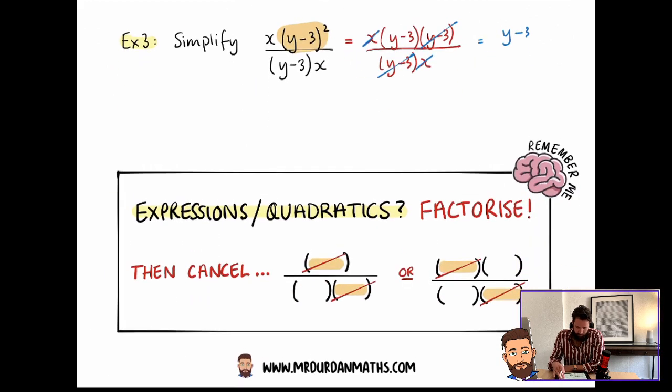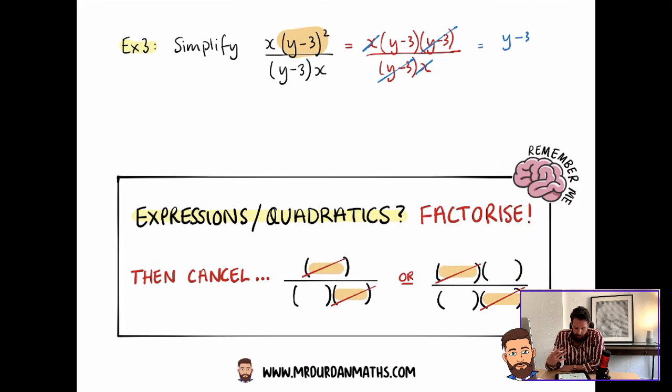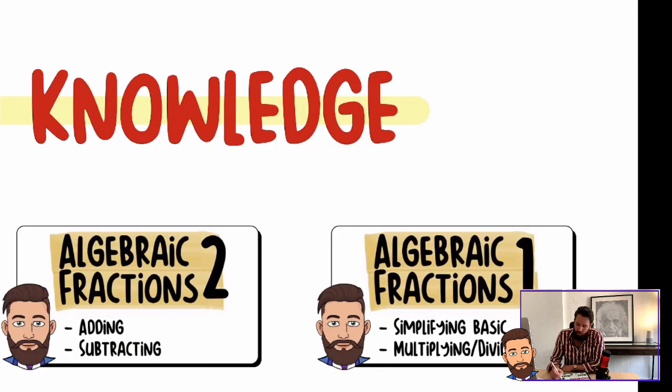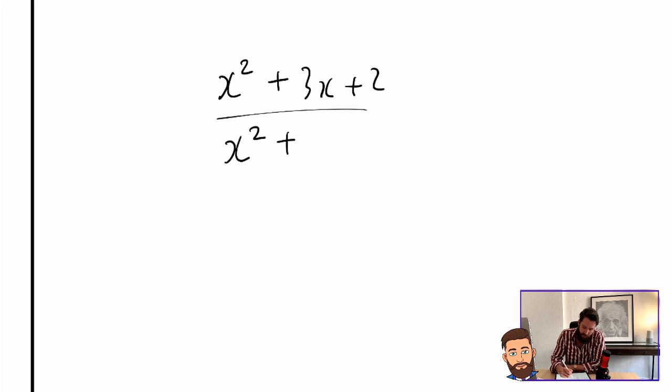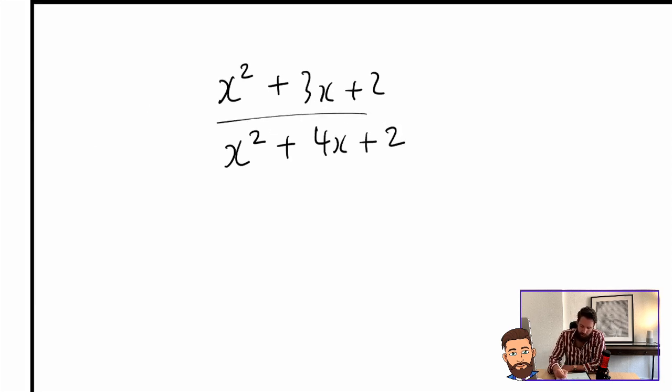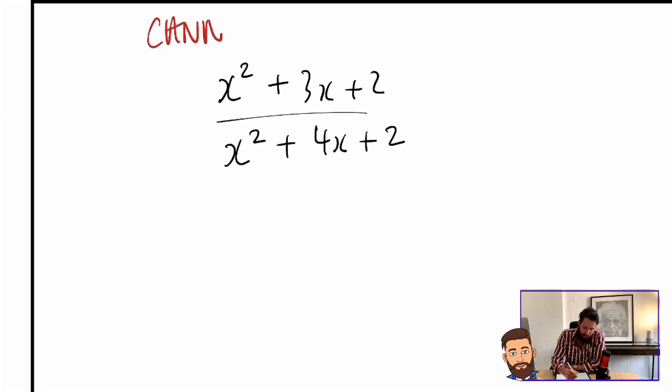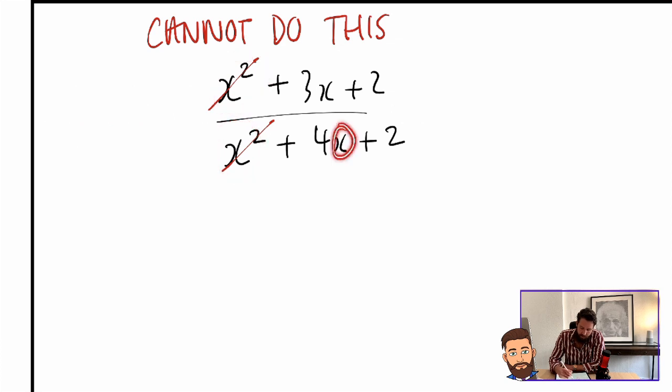Okay, so let me just show you an example where you can't just do this cancelling. If I've got (x squared plus 3x plus 2) over (x squared plus 4x plus 2), you cannot do this. This is wrong. This is completely wrong. You can't just be like, oh, there's an x squared, I'm going to cancel that x squared with that x squared. Oh, I can see an x there and an x there, I'm just going to knock those off. Oh, I can see a 2 and a 2.